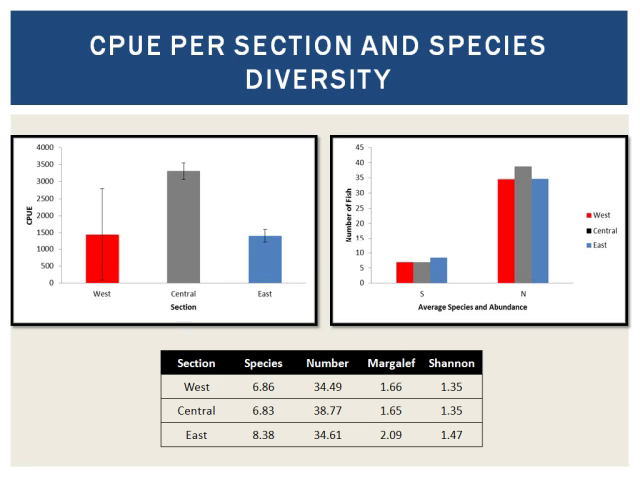So looking at the Margalef and Shannon diversity indices, we can see that this is true, that species diversity is slightly higher in the eastern portion of the river as opposed to the west and central portions.